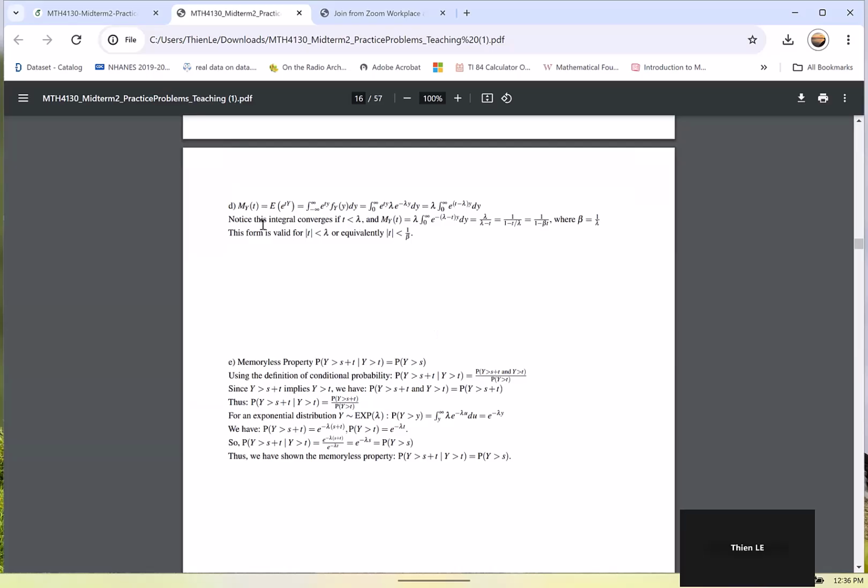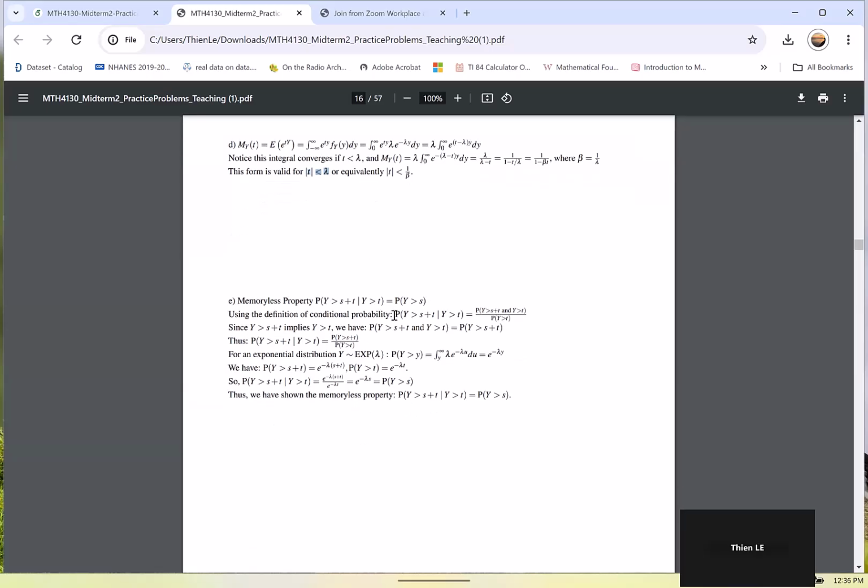So in this case, your MGF only works for this domain, okay? For this domain. And for the memoryless property here, you just use the definition of conditional probability. Then you write out the numerator and the denominator. The numerator here can be reduced to this, right? And with the CDF we already found, you can find it directly. You can also look at the tail using the CDF.